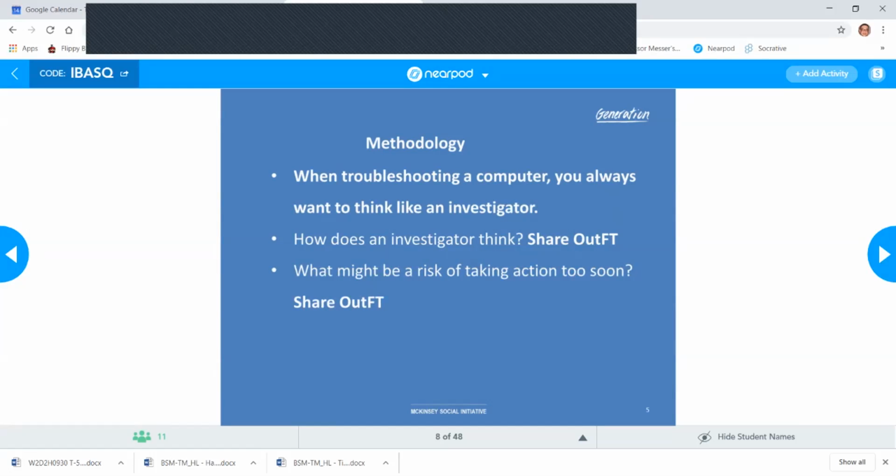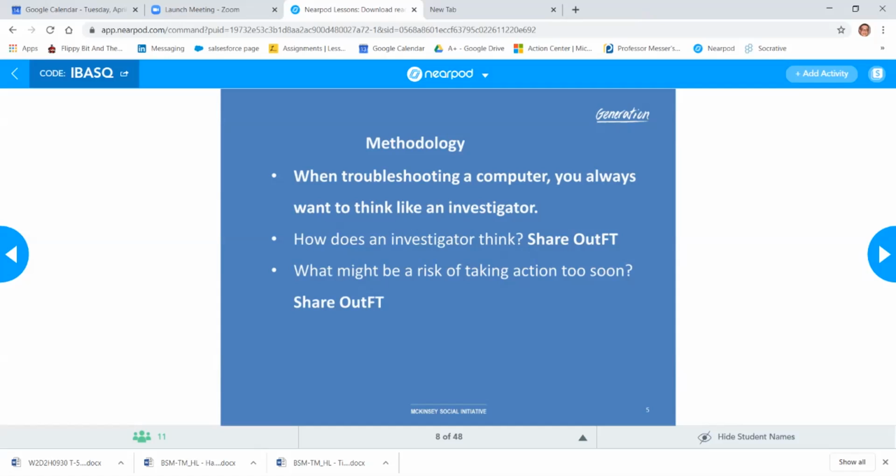Carlos, this slide, please. When troubleshooting a computer, you always want to think like an investigator. How does an investigator think? Share out, what might be a risk of taking action too soon? Okay, thank you. So what might be a risk of taking an action too soon? What do you think about that one, Carlos? Well, without taking precautionary steps, you might do something that is going to be a risk. Yeah, you might be taking risks without taking precautionary steps, so it might cause a problem and more problems.